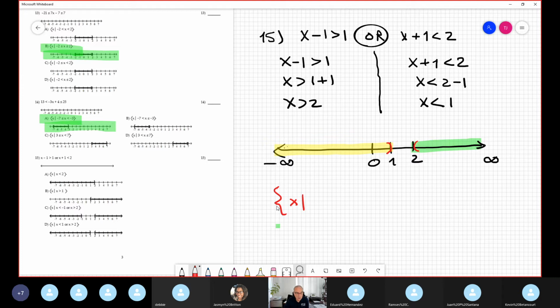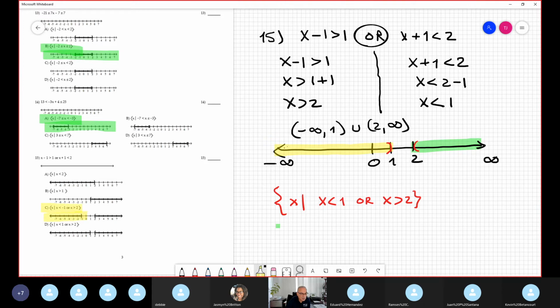X such that. Well, no, you copy. When you copy, x less than 1, doesn't matter the order, or x greater than 2. We can use another notation, but in this case, don't use it. The yellow part is from negative infinity comma 1, union, the green part is from 2 to positive infinity. This is the interval notation, and this is set builder notation. Okay, I suppose so, right?